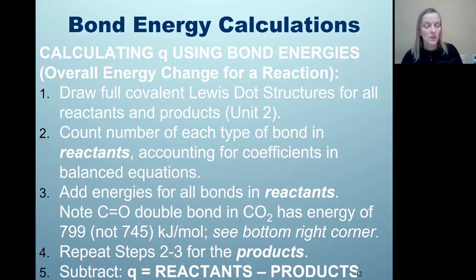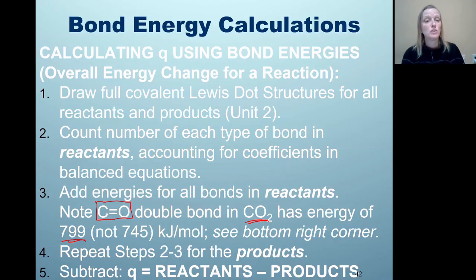Then you're going to add up the energies for all of those bonds that you've counted on the reactants side. Please note, I'll give you a table of bond values, but carbon-oxygen double bonds have different energies depending on what molecule they come from. Particularly carbon dioxide, since most of our examples are going to be combustion reactions, that carbon-oxygen double bond in carbon dioxide has an energy of 799 kilojoules per mole. It's in the bottom right corner of the table that we have, and I'll show you that on the next slide. But then all of that counting and adding that you did for the reactant side, you then have to do for the product side.